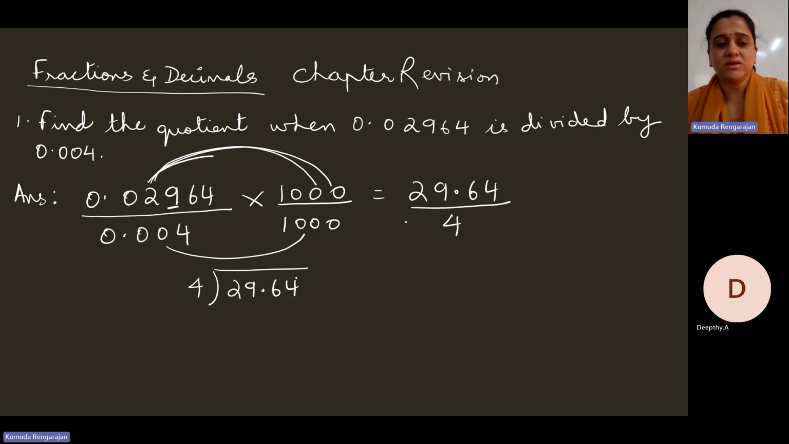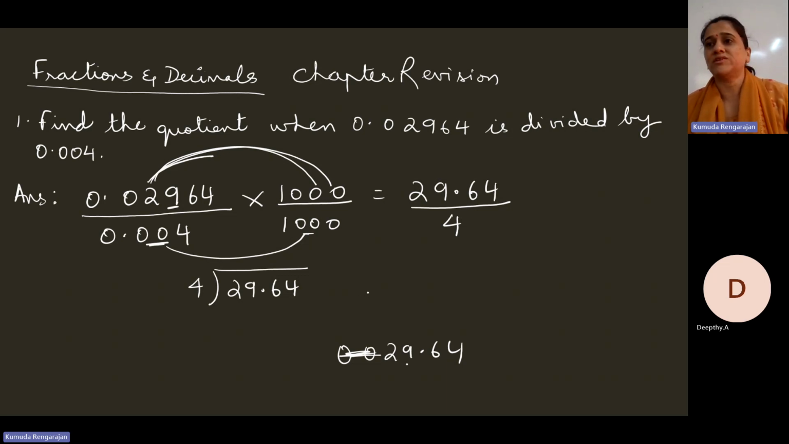So the number becomes 0029.64. So it's nothing but 29.64 divided by, when you multiply 0.004 by 1000, you shift the decimal point to the right by 3 places. So 1, 2, 3. So it's 4. Now perform the long division, and whatever quotient you get is the answer.